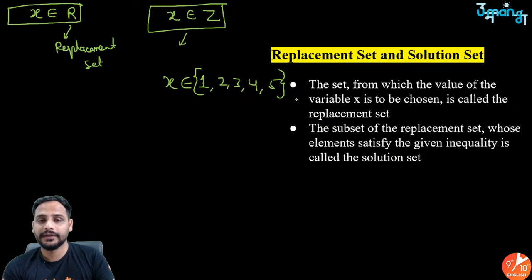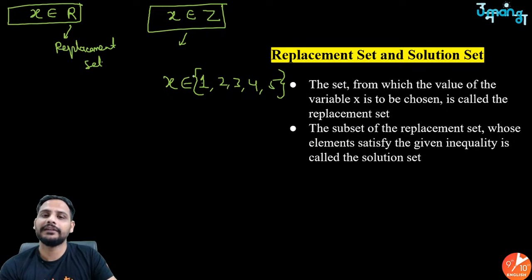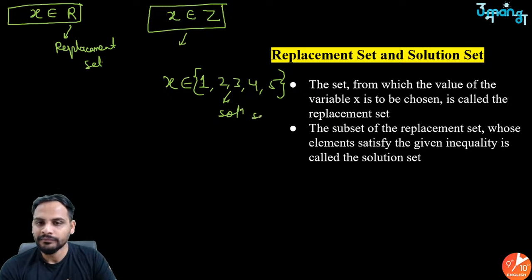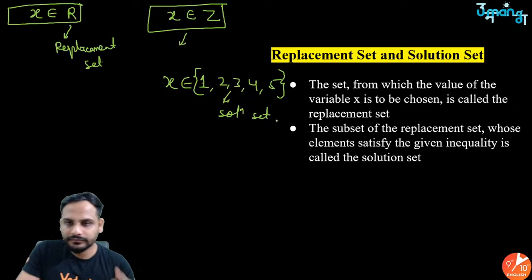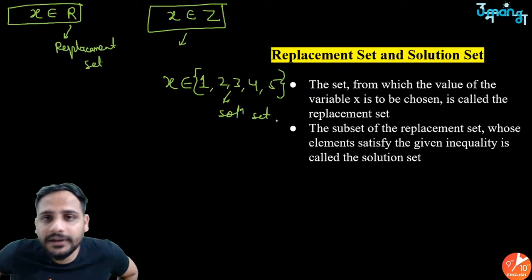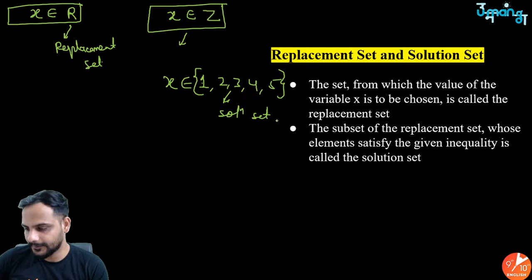Okay, now look, the replacement set was x belongs to integer. X must be an integer. Now when we solve the inequation, we got to know that x can be 1, 2, 3, 4, 5 only. So this is called your solution set. Solution set is the values of x which will satisfy the equation. Replacement set is all possible values of x, the values from which the values of x must be chosen. Got it? This is what you are doing over here.